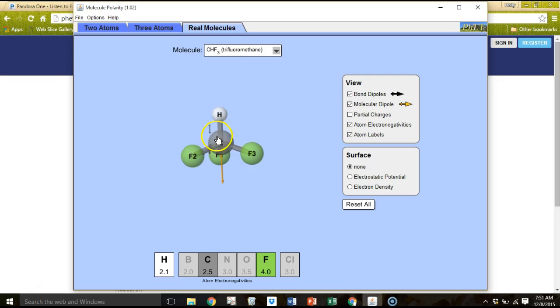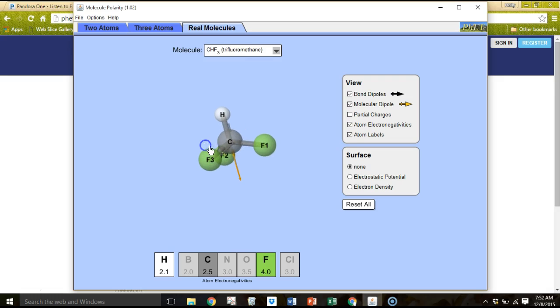So notice that we now see this yellow molecular dipole arrow showing up. And so the electron density is being pulled towards this bottom side of the molecule where all the F's are. The F's are all pulling electrons, unequally sharing them with carbon and pulling them towards their side of the molecule. Hydrogen's not doing that though. So this bond between carbon and hydrogen, they're pretty much equally sharing those electrons.